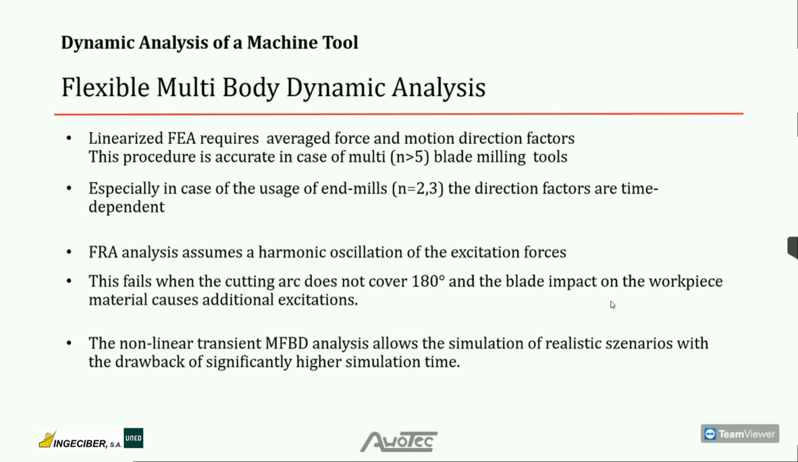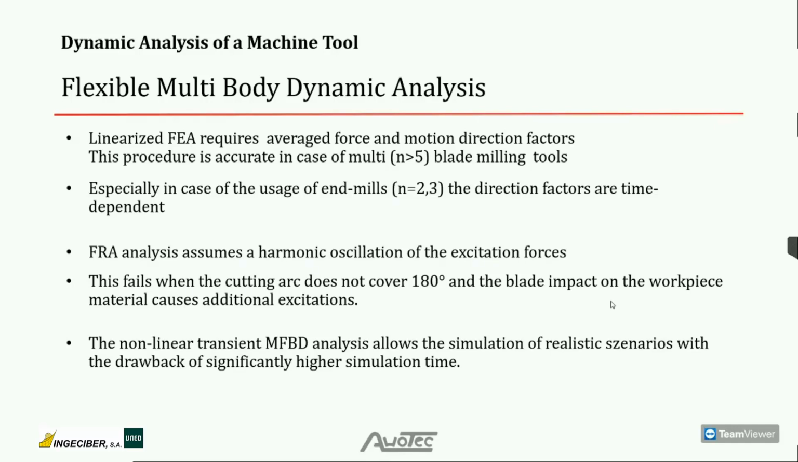Okay, so in the flexible multi-body dynamic analysis, as discussed before, a requirement for the FEA-based frequency response analysis is that this analysis requires an averaging of the force and motion direction factors. And this means that on average over the process, the direction of the acting force can be treated as constant. This is true, or let's say not true.